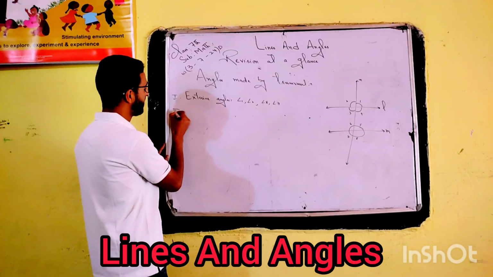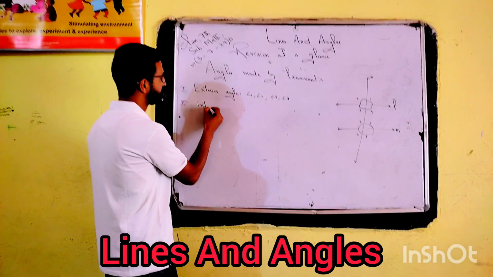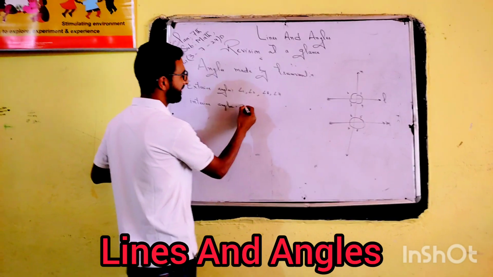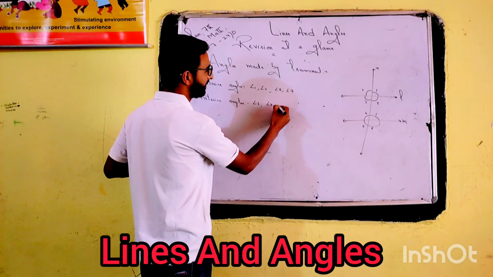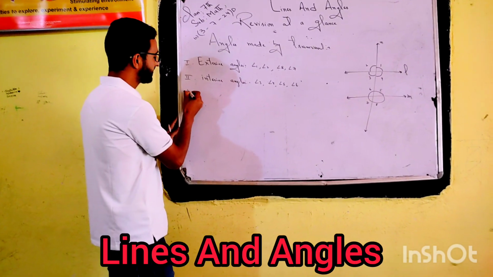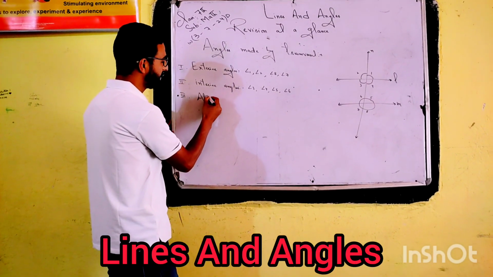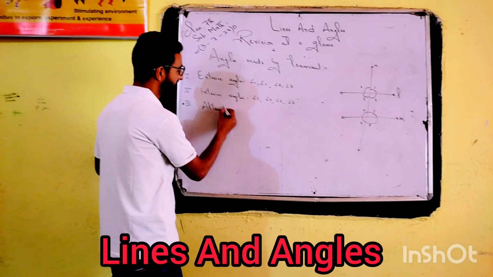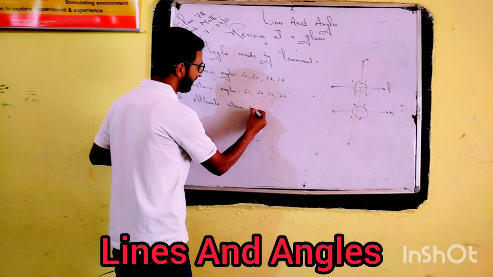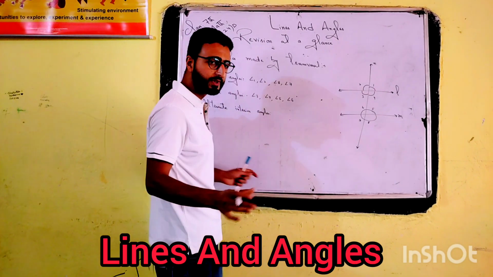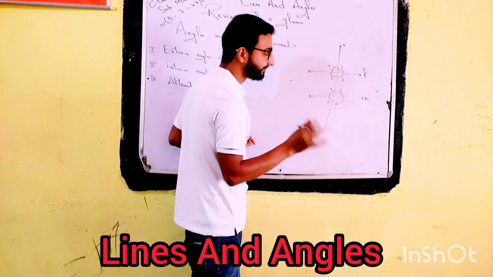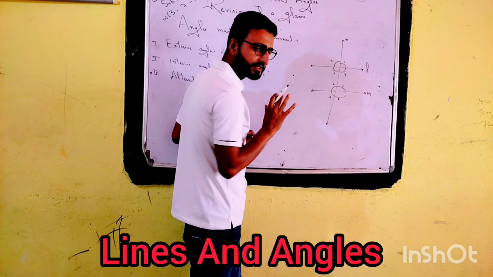Number 2, interior angles. The inside angles are 4: angle 3, angle 4, angle 5, angle 6. These are the 2 types. Next, alternate interior angles. Look at the diagram: 1, 2, 8 and 7 are exterior angles, and 3, 4, 5 and 6 are interior angles.